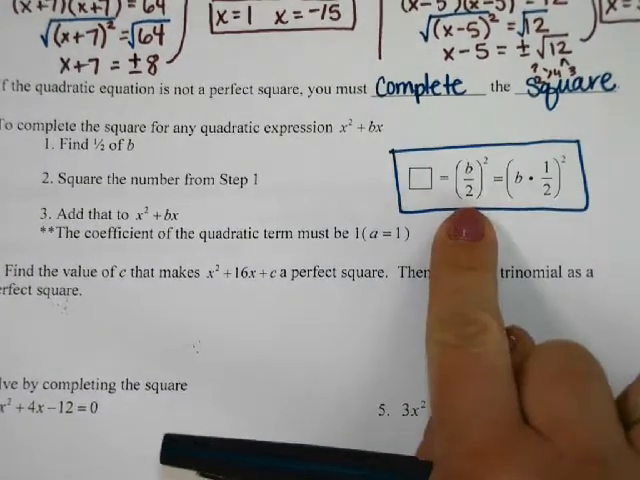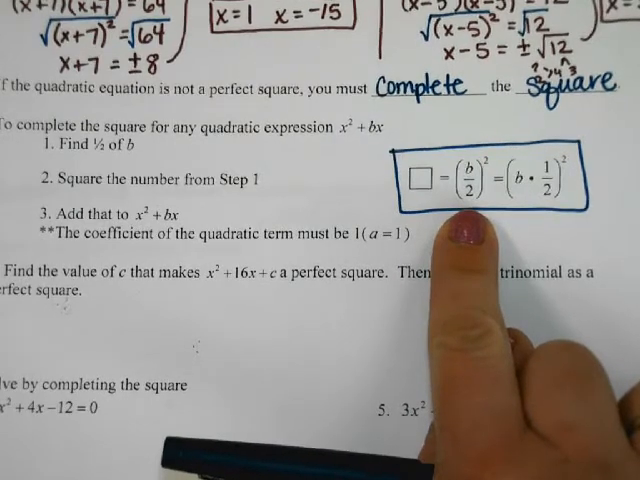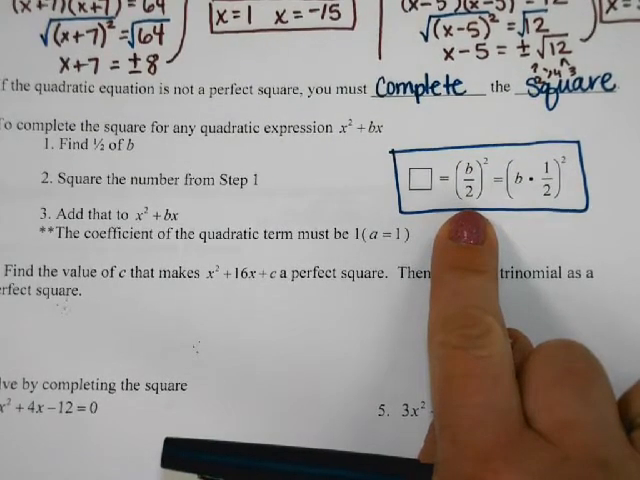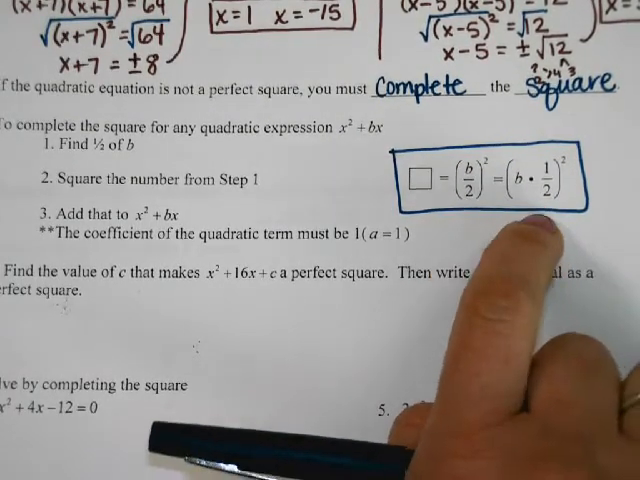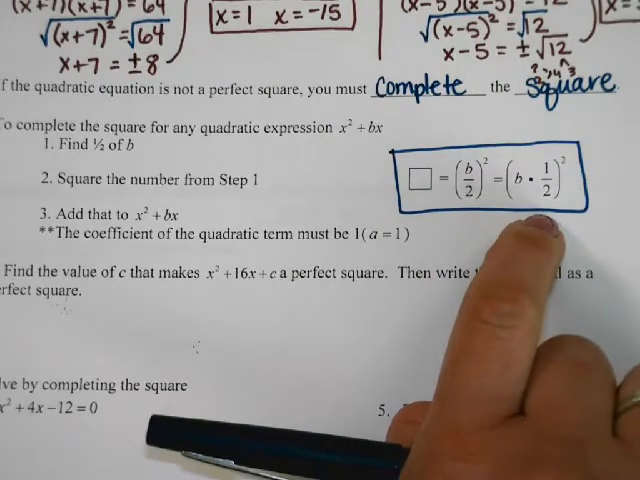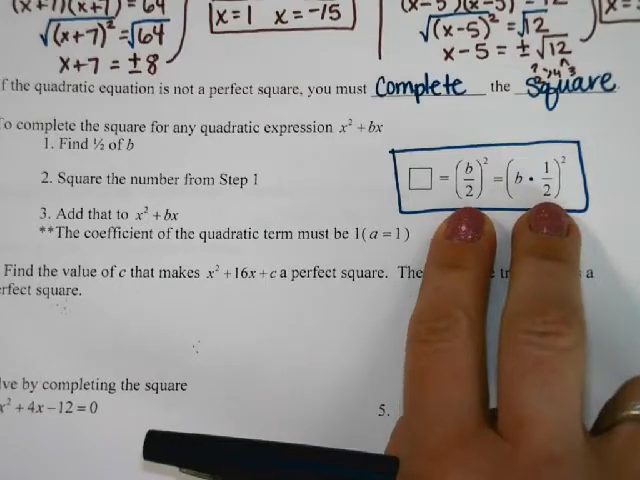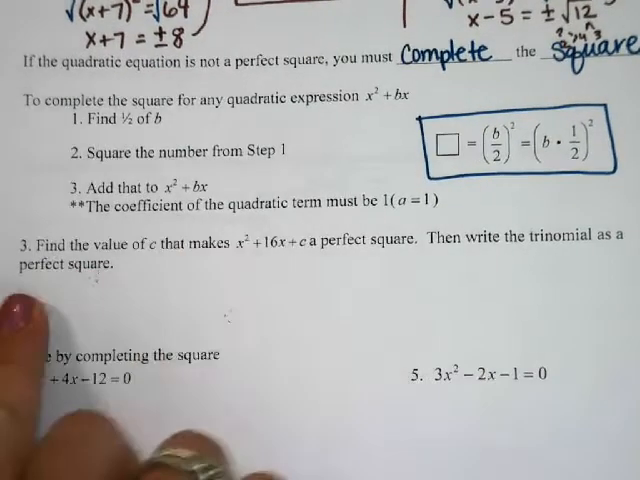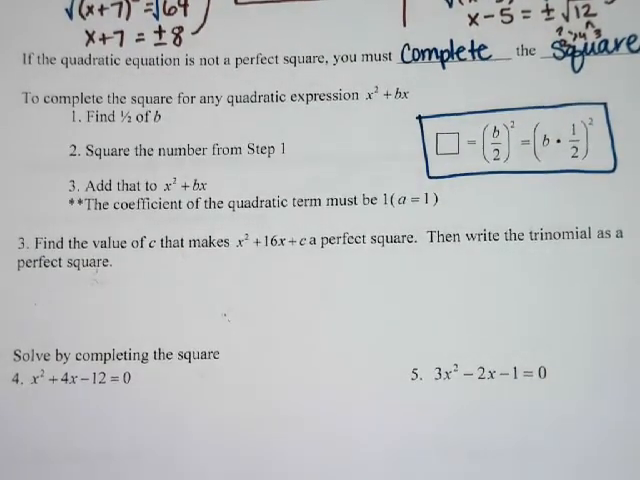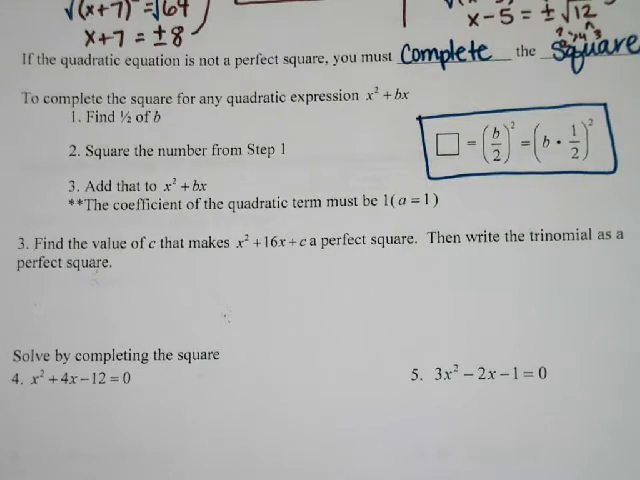This is what we're going to do. We're going to take b and divide it by 2 if b is even. If b is odd or a fraction, we're going to multiply by half. Those two are the same thing. Okay? Alright, so number 3 there says, find the value of c that makes x squared plus 16x plus c a perfect square. Then write the trinomial as a perfect square.